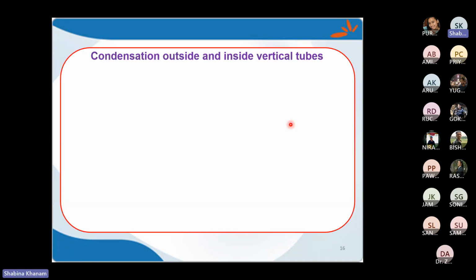Okay, now I am having condensation outside and inside vertical tube. Okay, so vertical tubes, we are considering vertical orientation of condenser, and we are considering outside as well as inside both. So here I am having a heat transfer coefficient of vertical tubes, outside and inside.